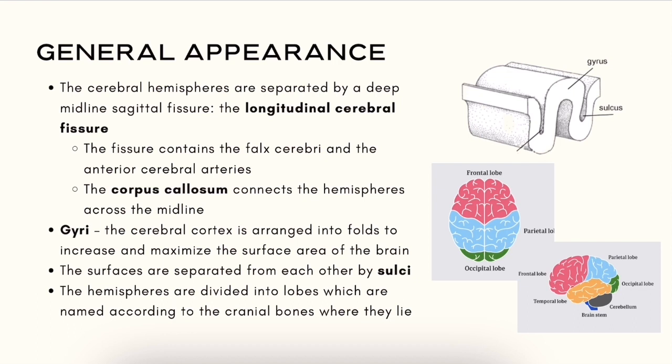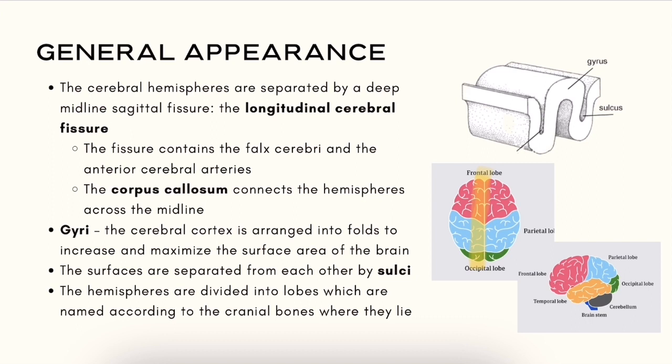So we saw kanina that our brain, or our cerebrum, has two hemispheres, and that is connected by this, which also contains the falx cerebri, and the corpus callosum connects the two hemispheres across the midline. And then we have our gyri. As you can see, our brain is not smooth, okay?